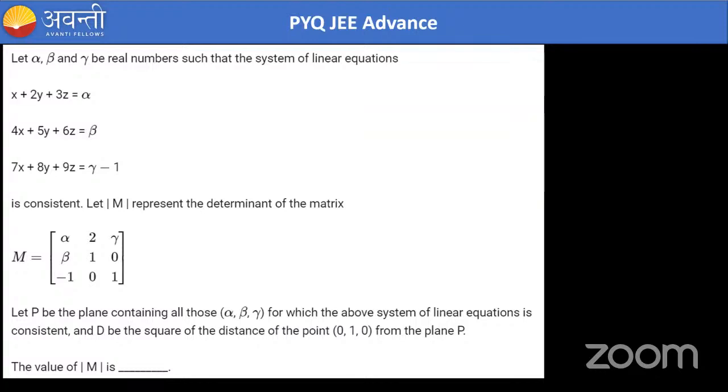Now this is a question based on integer type. This is a question based on integer type of questions.